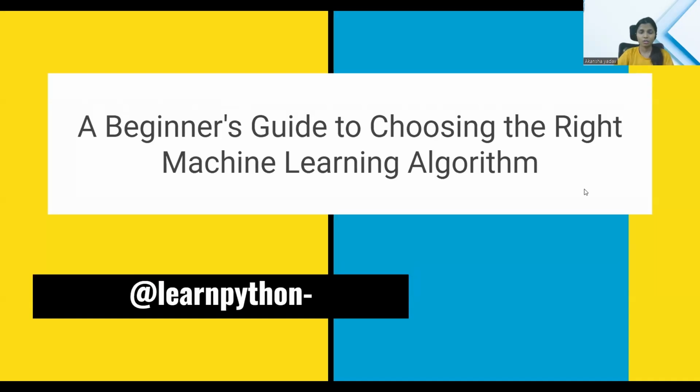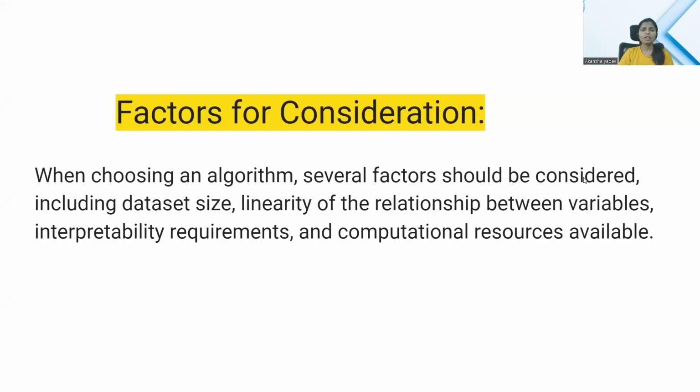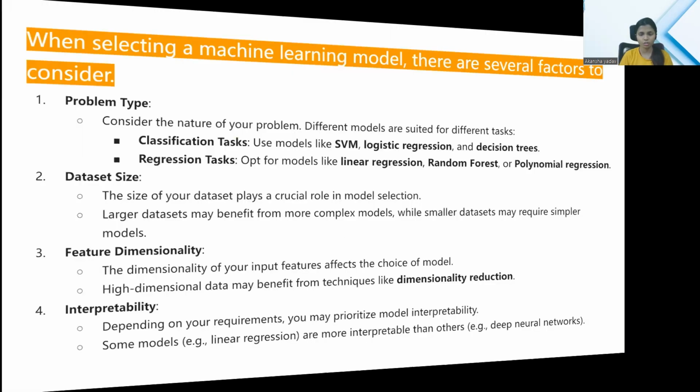All right, so it's a complete beginner guide where you are going to learn how to choose the right machine learning algorithm. So let's move on. There are multiple factors that you should consider, like data size, linearity of relationship between variables, how you are going to interpret it, or the computational resources which are available. So there are multiple factors to consider before choosing the right algorithm for your project. So let's see those factors.